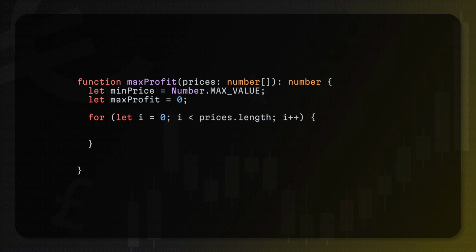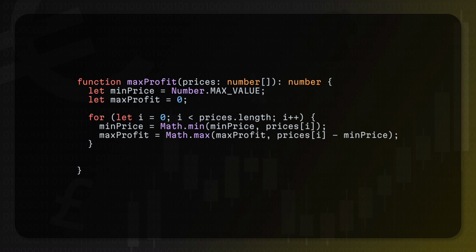Now we start a loop that goes through each day in the prices array. Inside the loop, the first thing we do is update minPrice by taking the smaller value between the current price and the existing min price. If the current price is not lower than min price, that means it is a potential sell day. That's why we update max profit to the bigger of itself, or price minus min price. We repeat this process for every price in the array. After the loop ends, we return the max profit from the function.